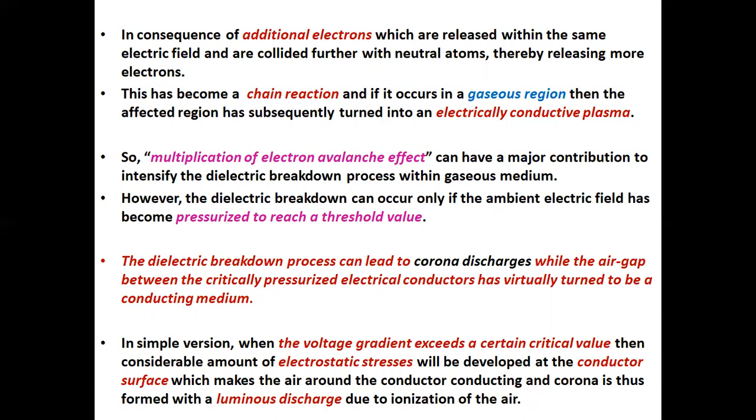The dielectric breakdown process can lead to corona discharges when the air gap between the critically stressed electrical conductors has virtually turned into a conducting medium. In simple terms, when the voltage gradient exceeds a certain critical value, a considerable amount of electrostatic stress is developed at the conductor surface, which makes the air around the conductor conducting, and corona is thus formed with a luminous discharge due to ionization of the air.